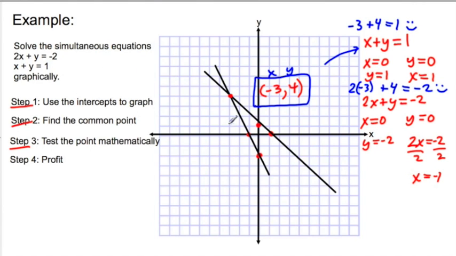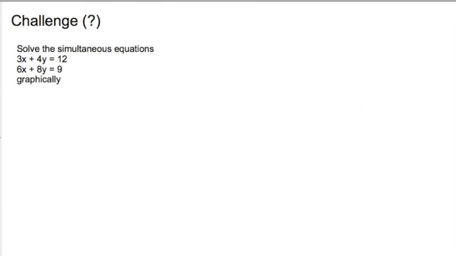Now there are some disadvantages to solving solutions graphically, and we can kind of see where those problems may lead. But here's a challenge for you to think about. What I want you to do is solve the simultaneous equations 3x plus 4y equals 12 and 6x plus 8y equals 9 graphically. You're in for a surprise.